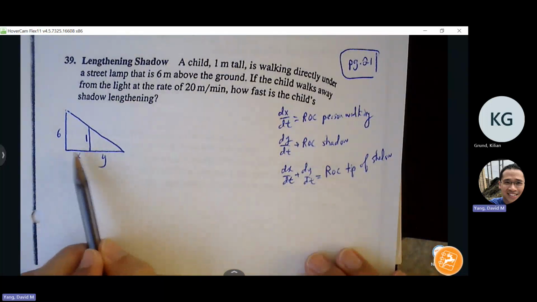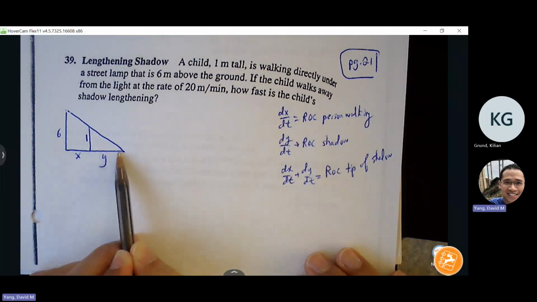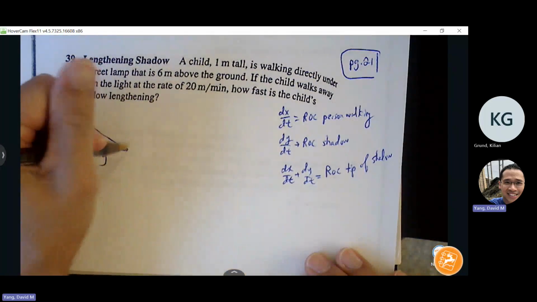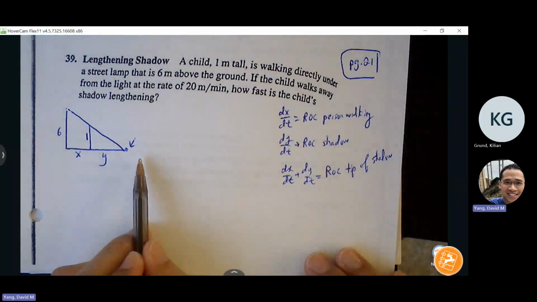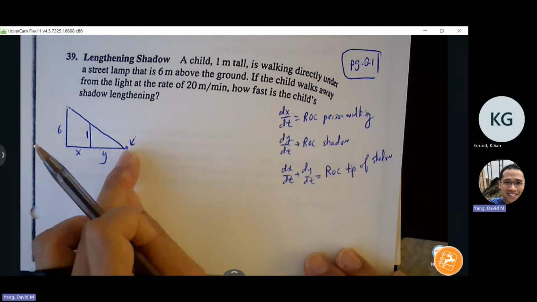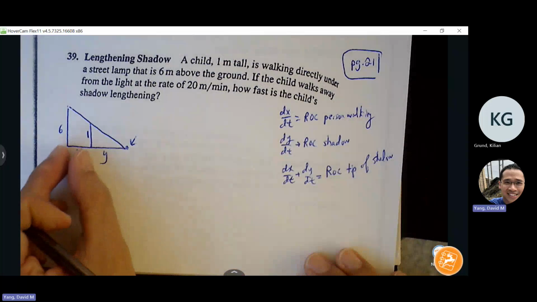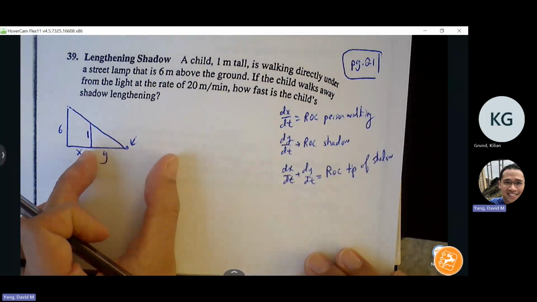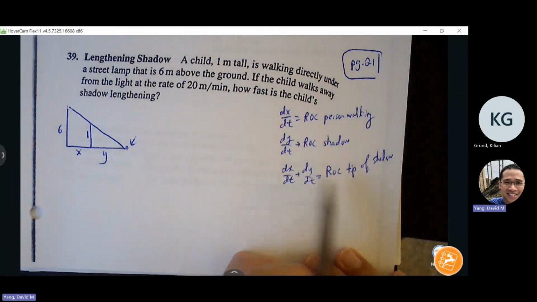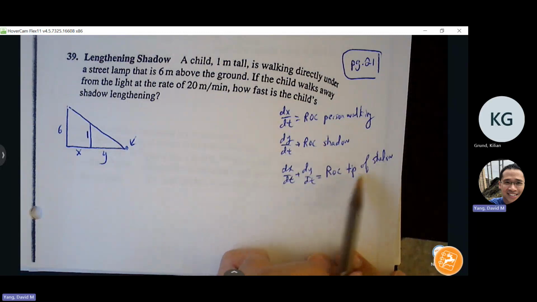So if the person is walking and the length of the shadow is changing, then the tip of the shadow is going to be moving at a pretty fast rate. Right? That tip of the shadow is going to move along the ground based off of how fast x and y are both changing. Okay. So if I add the two rates together, that's the tip of the shadow.